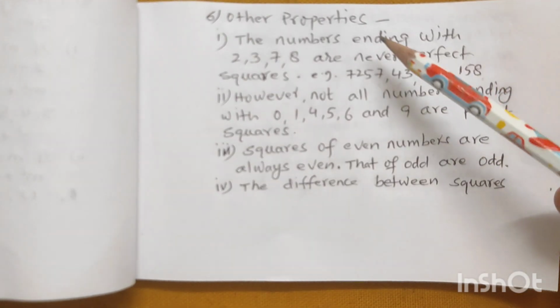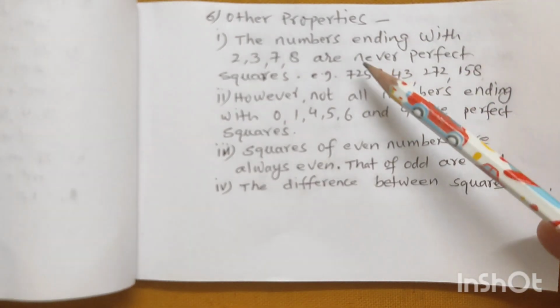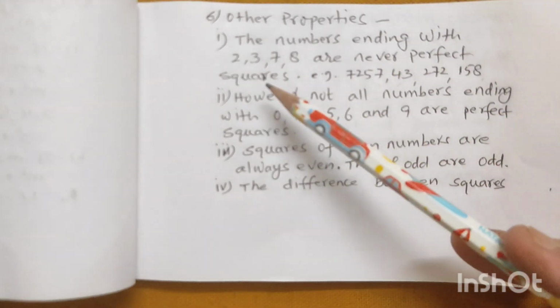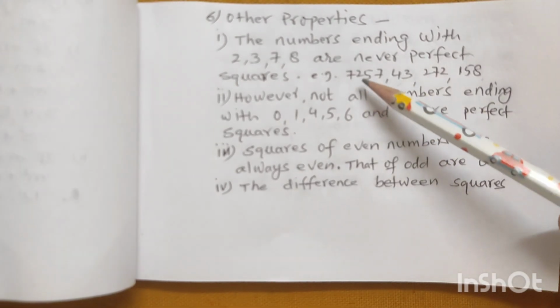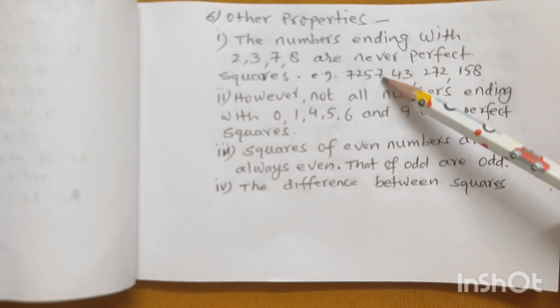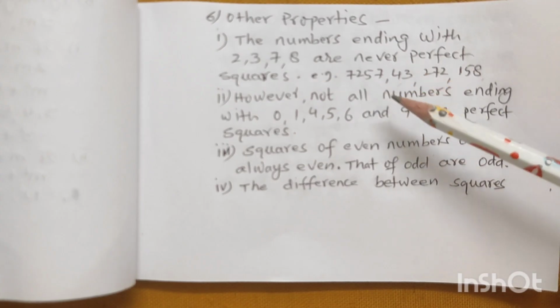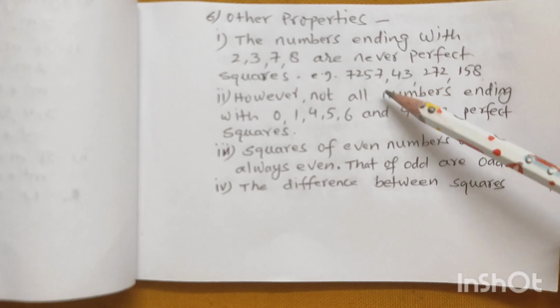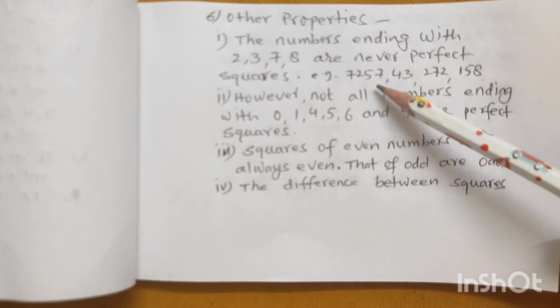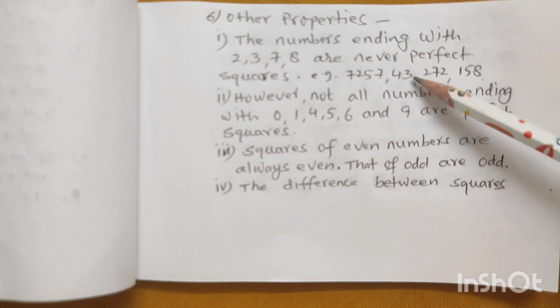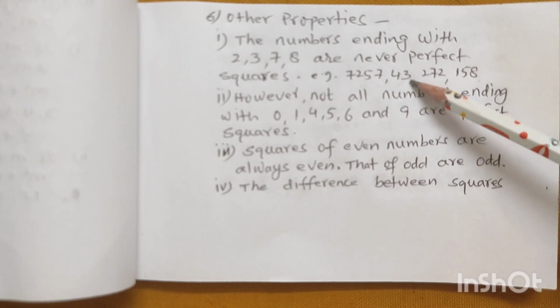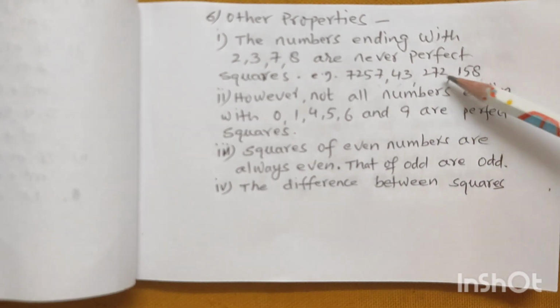We see here some other properties. The numbers ending with 2, 3, 7, 8 are never perfect squares. For an example, 7257 is a number which is ending with 7. So without actually calculating the square, we can say that this number is not a perfect square. 43 is another number. This is also not a perfect square because it is ending with 3. Similarly, these two other examples.